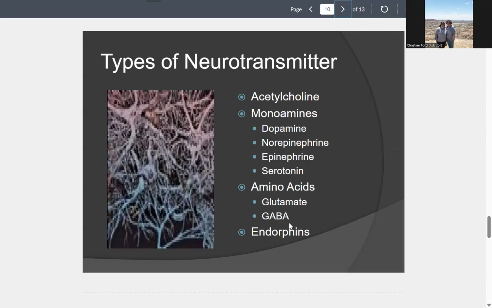We're going to talk about two of them, glutamate and GABA. Glutamate is our primary excitatory neurotransmitter in the brain, which means it's the primary neurotransmitter that makes others fire. GABA is the primary inhibitory neurotransmitter in the brain, which is the primary neurotransmitter that makes other neurons stop firing. Now, GABA also works with anxiety in the brain.